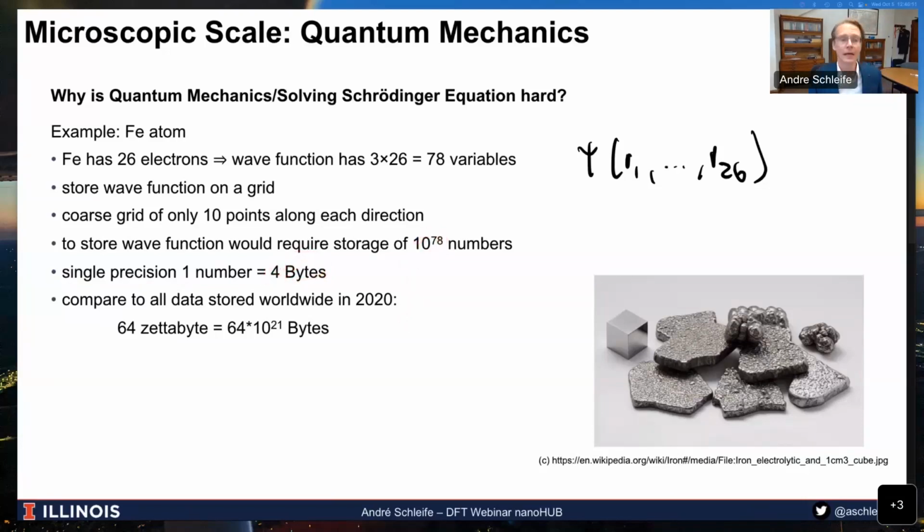Still a large number. But to put it in perspective, I compare it in here on this slide to all the data stored worldwide in 2020. By the way, that's a number I Googled. Please don't quote me on that. But what I found on the internet is that this was 64 zettabytes, which is 64 times 10 to the 21 bytes. So many orders of magnitude lie between those two numbers. And so that illustrates that even just storing the wave function is extremely challenging.